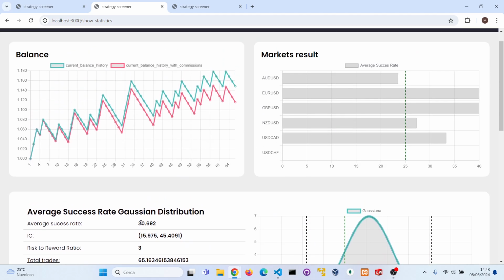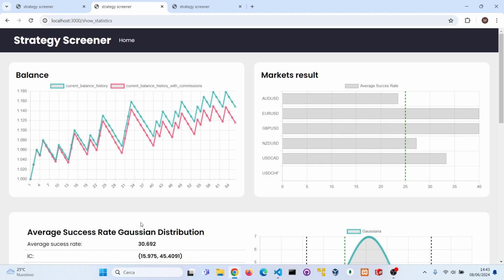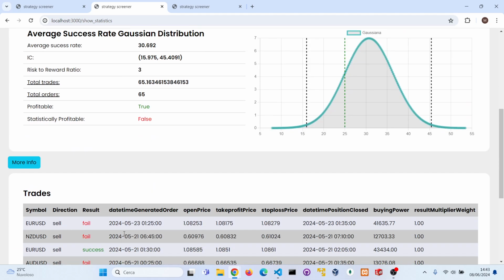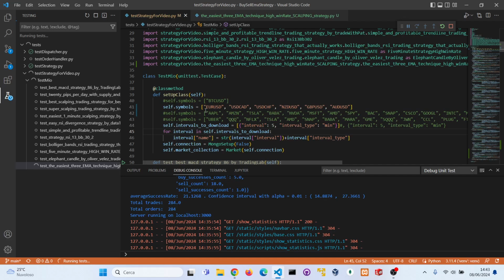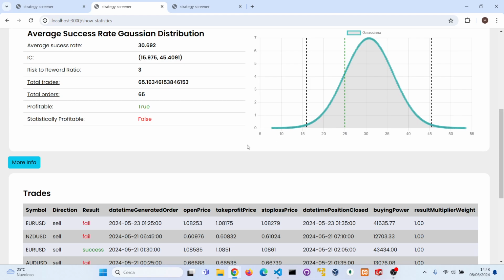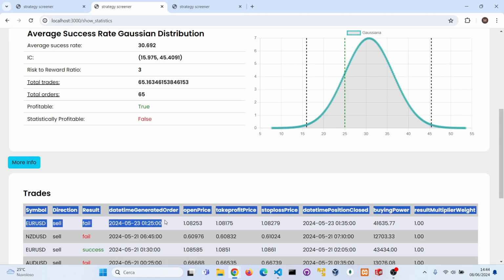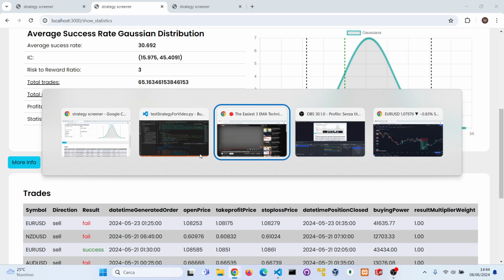I remind you that I always leave the link of the video that I'm testing in the description so you can check it for the basic conditions. So the strategy is backtested on these 4x and on the 5-minute time frame. Let's take a look at this example on the EURUSD.